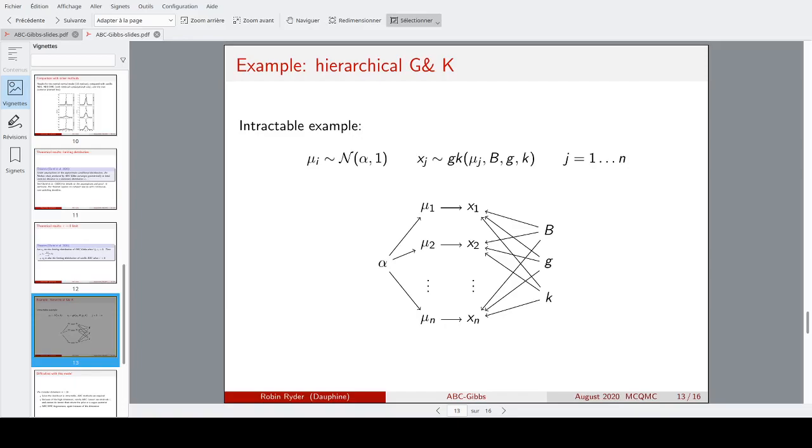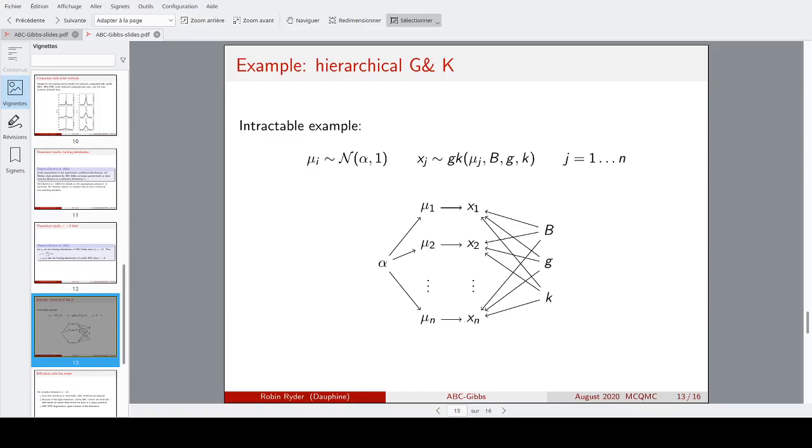Okay, so it's a relatively ugly graphical model, but it's quite clear to see how you can simulate from it. You choose an alpha, a B, a G, and a K. From that you get the mu I. From the mu I you get the xi, and that's it.